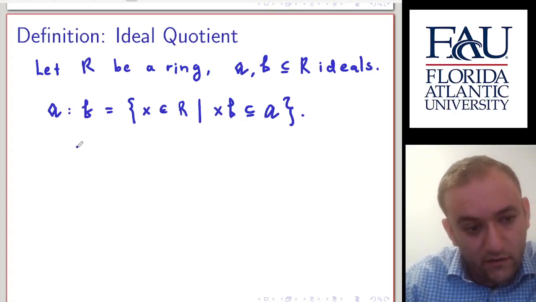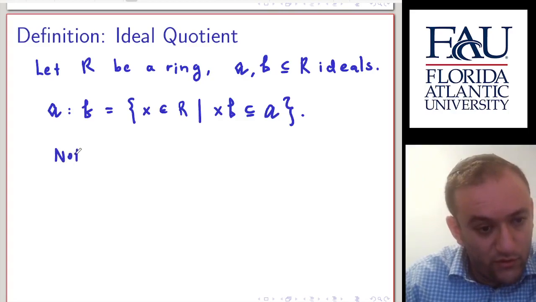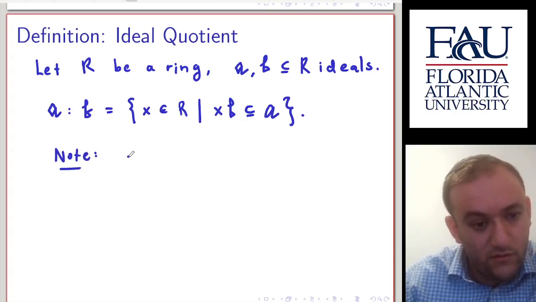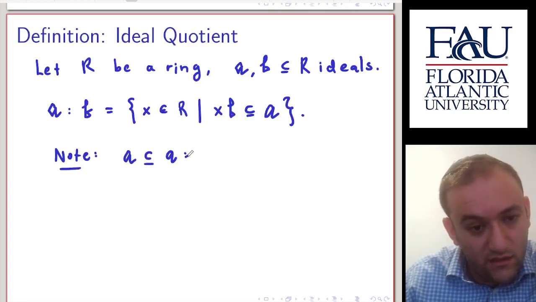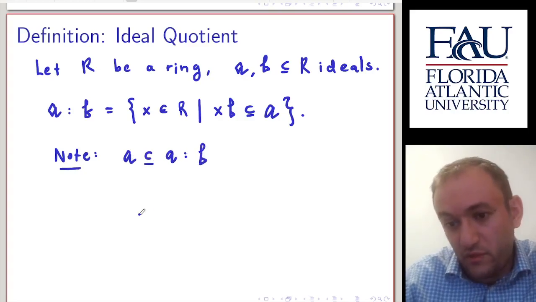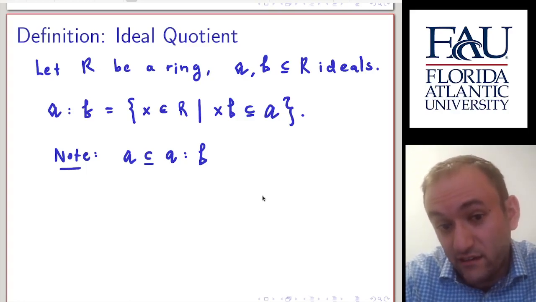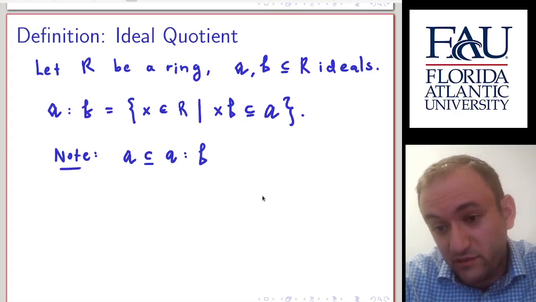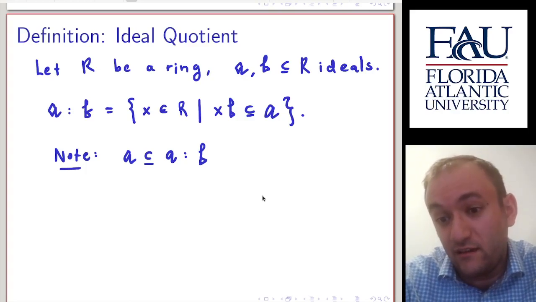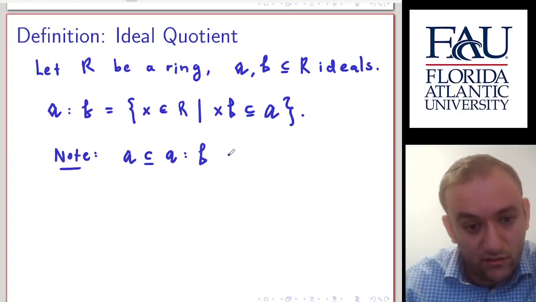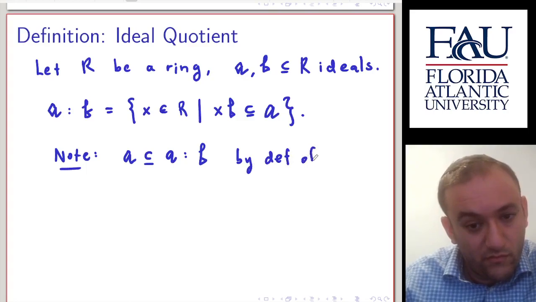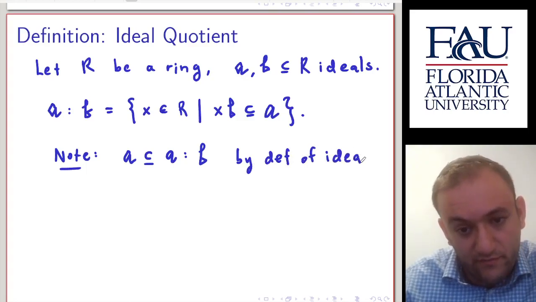So clearly A, let's write that as a note. Note, A must be contained in the ideal quotient of A by B, because if I have something in the ideal A, whatever I multiply by, I have to be able to stay in A by virtue of the ideal property. But it could be strictly larger.